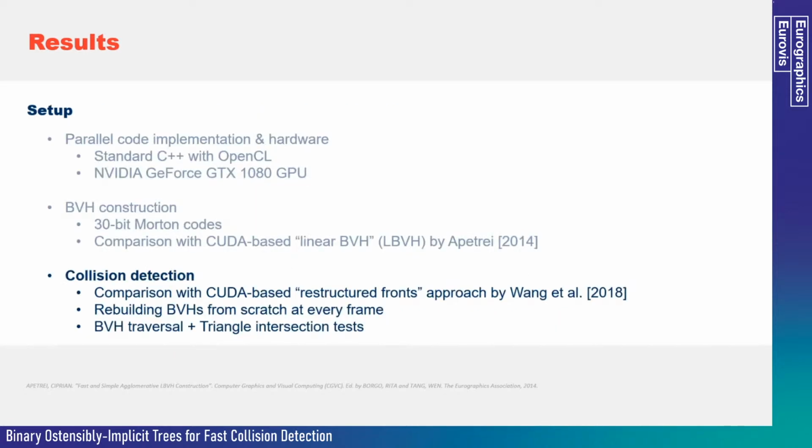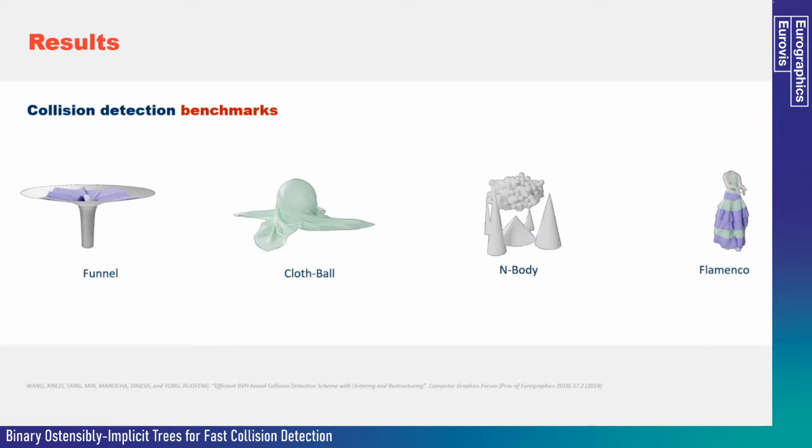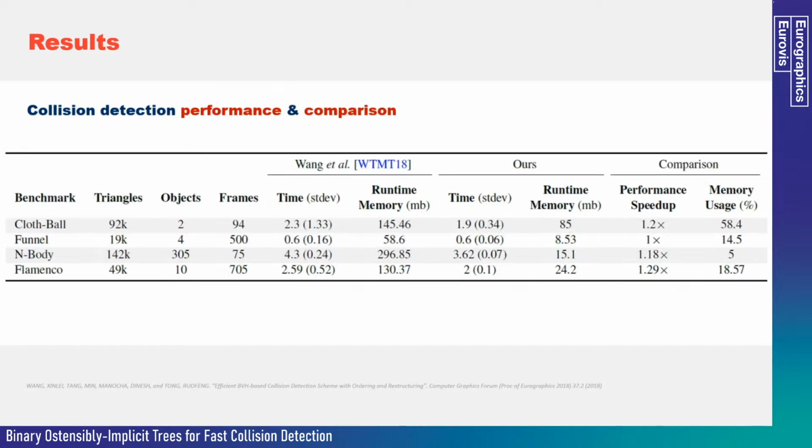To evaluate collision detection performance, we also integrated our new BVH tree into a custom pipeline and compared with the restructured fronts approach by Wang et al. Our BVHs are rebuilt from scratch at every frame in order to demonstrate the efficacy of our tree structure. In addition, all comparisons in this case include BVH traversal and narrow phase collision detection, which calculates triangle intersections. For this task, we used 4 publicly available benchmarks, and our results are as follows.